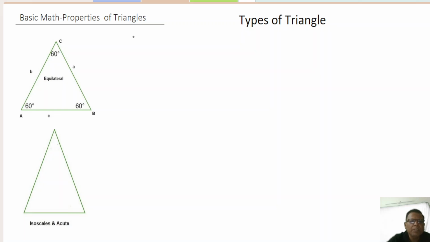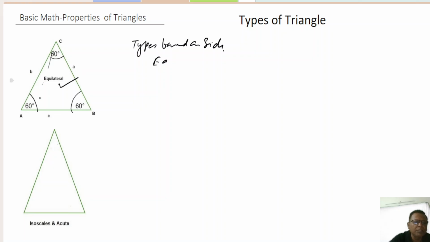So, types of triangle. A triangle is made of three sides and three angles, and two sides make one angle. So this is a property of three sides and three angles. Now, the types based on sides.